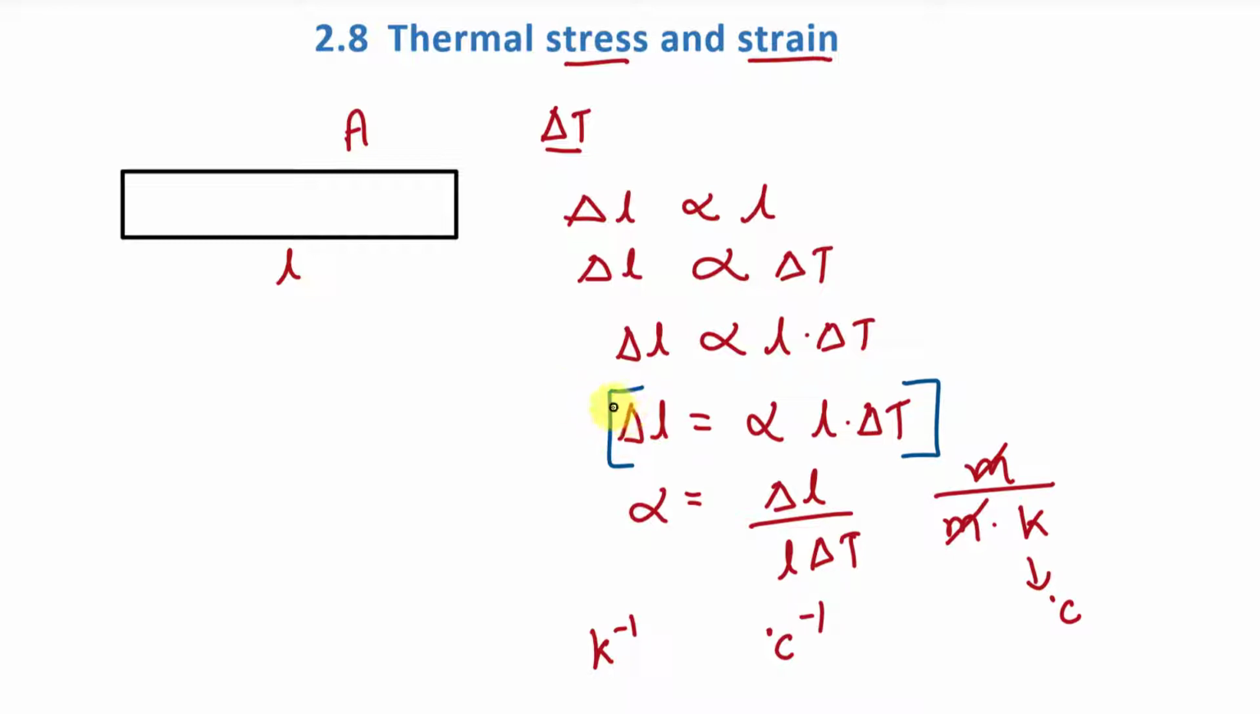Now let us rearrange this equation. Here this is delta L and we take this L to the left side of the equal sign. So it will be delta L divided by L, and it will be alpha into delta T, right? And we know that delta L divided by L, that is change in length divided by initial length, is equal to the strain in the body. So we can write that strain is equal to alpha delta T, and this strain is called the thermal strain in this body.